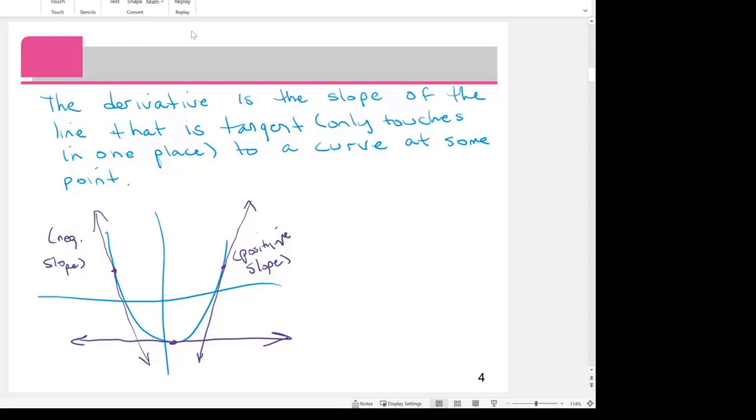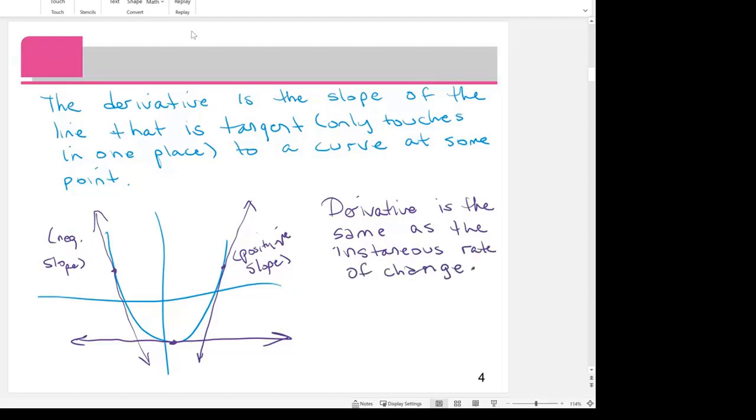When we find the derivative, we're finding it at 1 point. We're saying that the derivative is the same as the instantaneous rate of change. Rate of change at that point. So it's at this point, at this point, at this point.